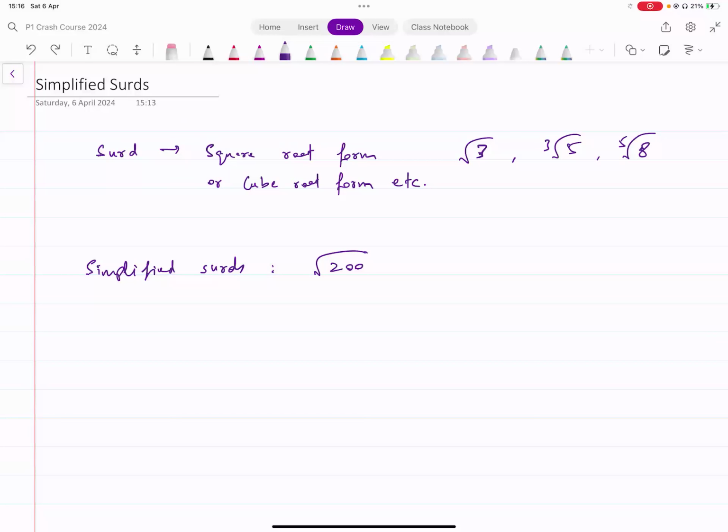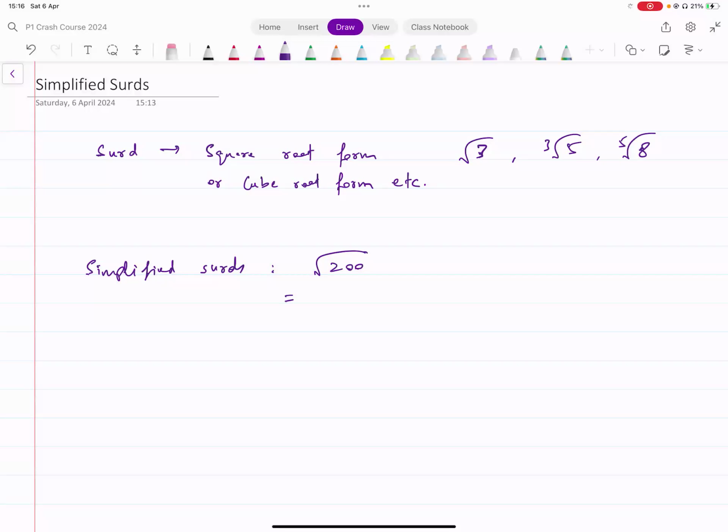So square root of 200, for instance, what you have to do is look at the factors of 200. Start from the largest factor. Think of the largest factor of 200 that's a perfect square. So what are the factors of 200? Start from the top. What's the largest factor? 200, is that a perfect square? It's not. Okay, what's the next one? 100, is that a perfect square? Yes, 100 is a perfect square.